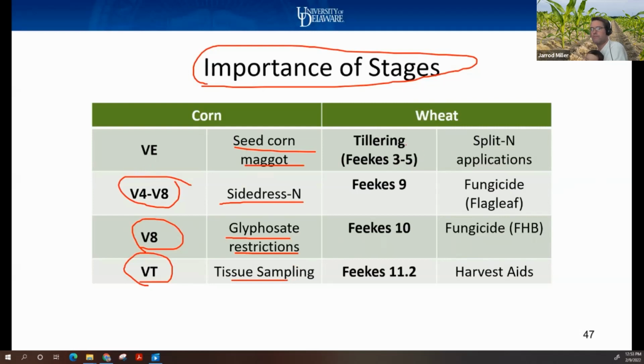Same thing in wheat. Tillering, Feeks 3 to Feeks 5, we do split applied N. Feeks 9, you have flag leaf, apply fungicide. Feeks 10 on wheat, we look for Fusarium head blight, you apply fungicide. Feeks 11.2, you might put out harvest aids to try to dry down the crop. So recognizing these stages helps us make all these different types of decisions.